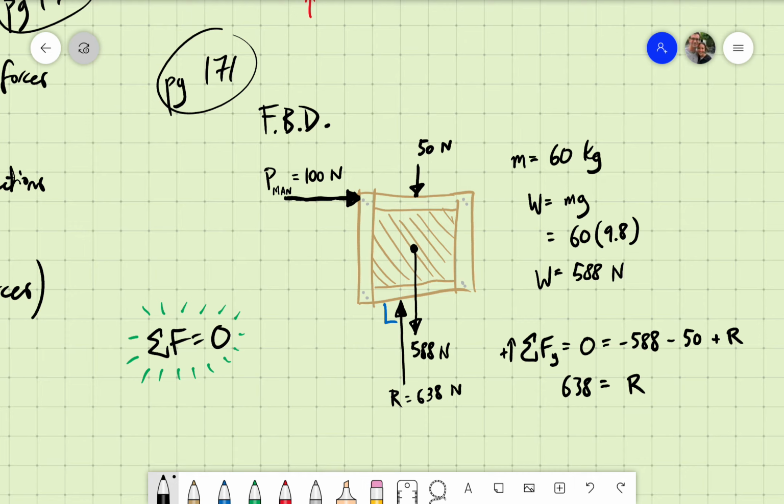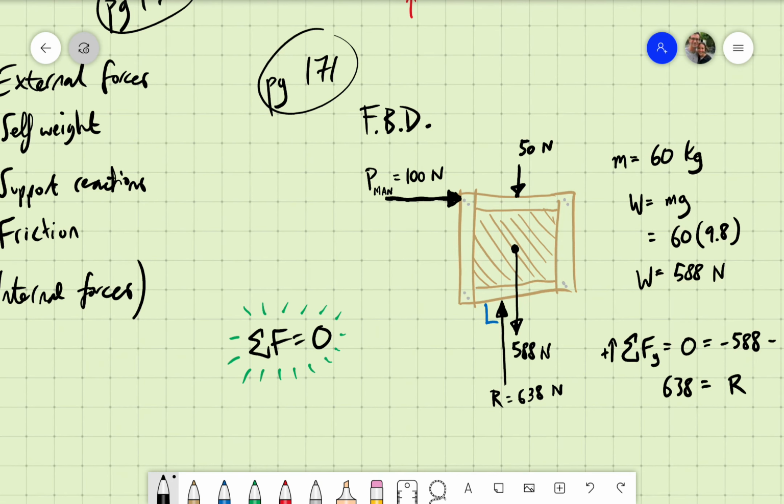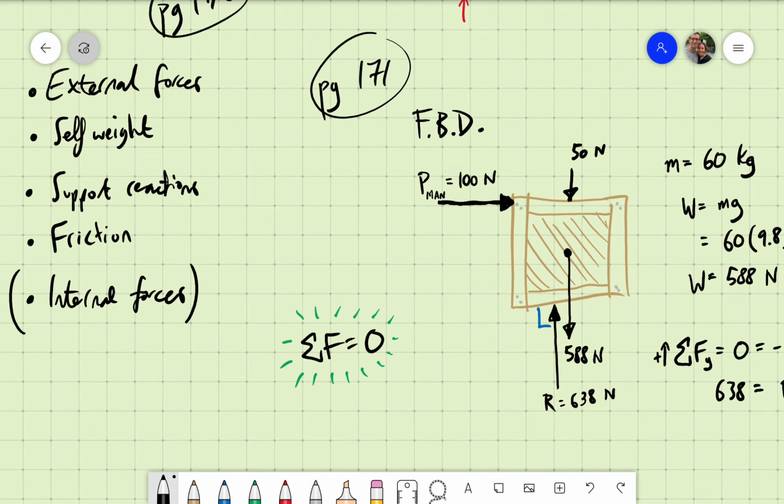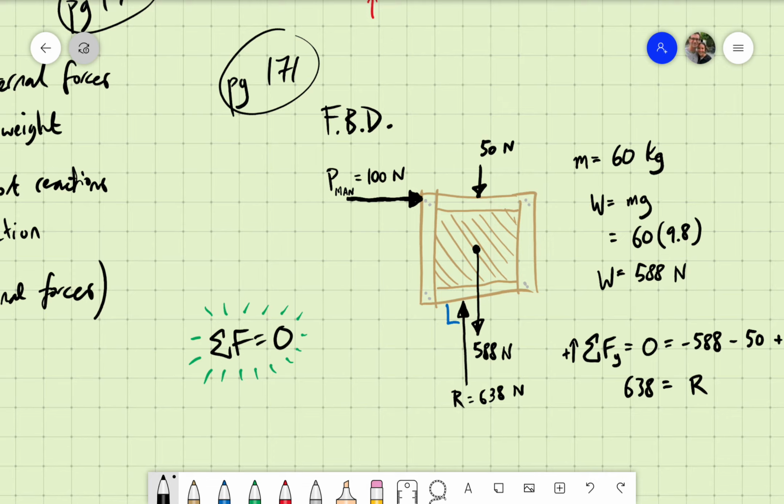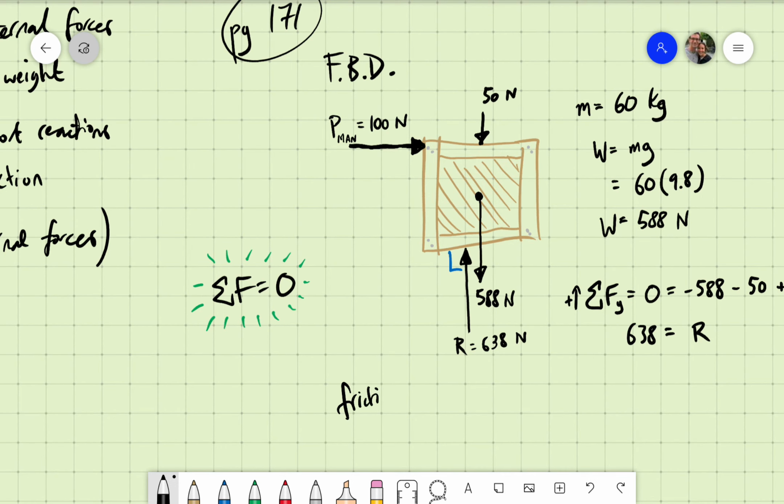638 newtons pressing back up from the floor. The floor has to resist both the weight of the crate and the weight of the lid. That's the explanation there. Okay, last thing on our list is the friction. And the friction is always going to act, here I'll write this down, friction always acts to resist the motion or intended motion.